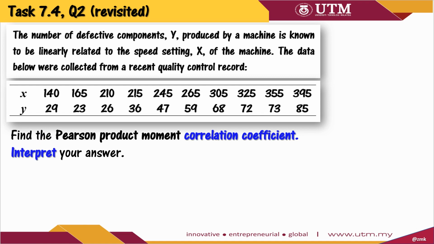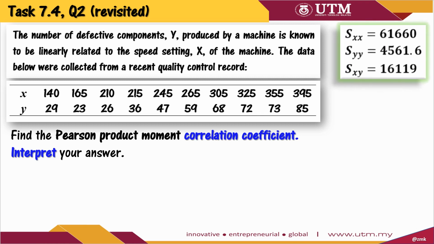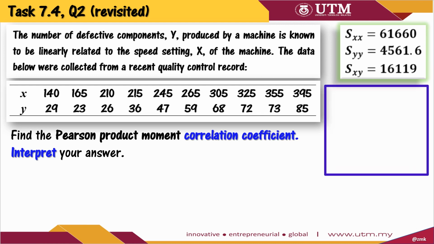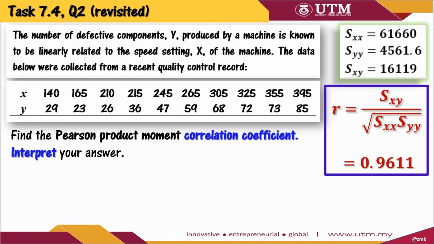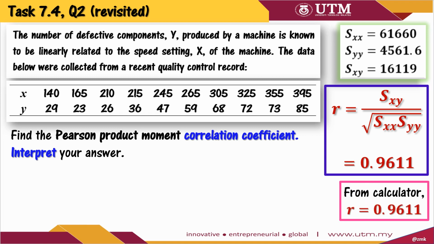By using a formula, you need to calculate the sums of squares and the sum of product first, as calculated before and shown as follows. Substituting the values of sums of squares and the sum of product in the formula of R, you should get R equal to around 0.9611, which is correct to 4 decimal places. You can also obtain the value of R directly from your scientific calculator and see that the value is exactly the same as the value calculated by using the formula.